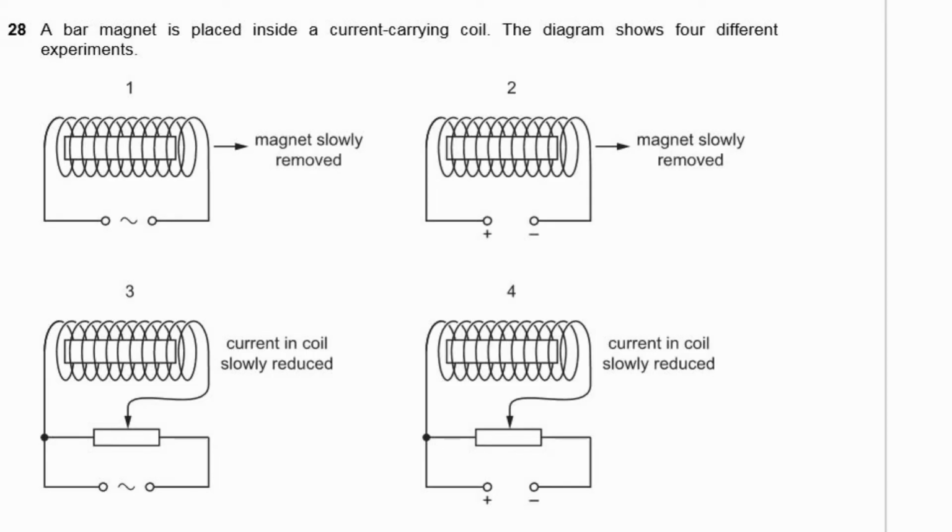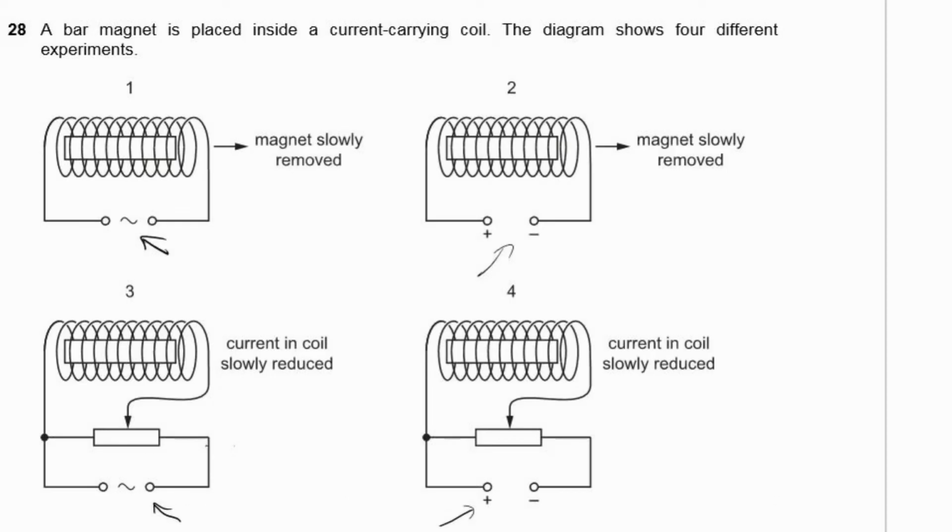Question 28. A bar magnet is placed inside a current carrying coil. The diagram shows 4 different experiments. One, magnet removed slowly. Oh, here we go. Yeah, I can see what's being changed. We've got the magnet removed slowly and the current being reduced. Here we've got AC and here we've got DC. And same at the bottom. Over on this side we've got AC. Over on this side we've got DC.